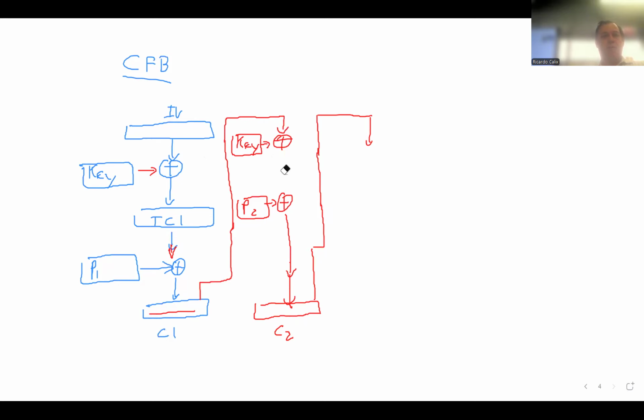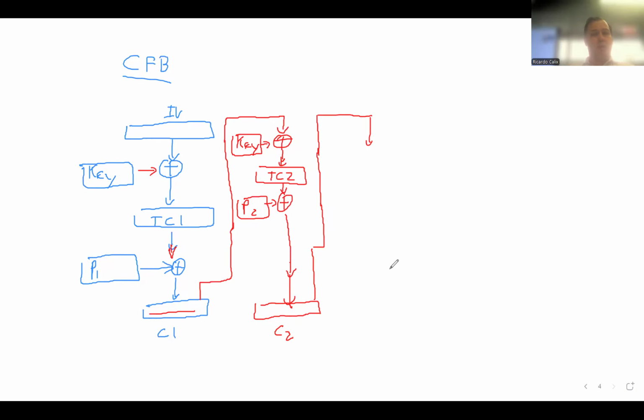So here, to be consistent, I should have produced the block. What would this block be? TC2, very good. Thank you. TC2, exactly. That's why it's good to see this in code, because in code, you can't skip things like this. It's going to break. But we'll look at that on Thursday. And then P2 comes in, becomes C2.